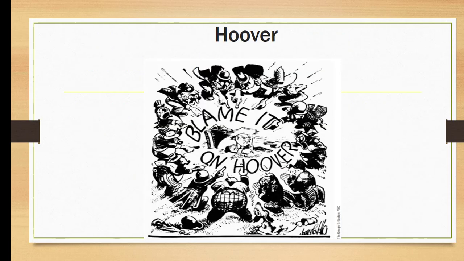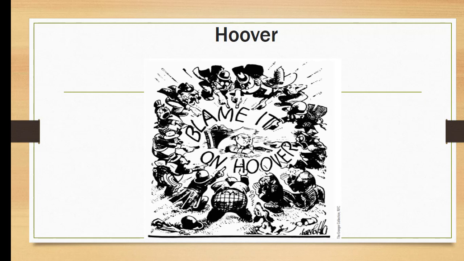Here's our political cartoon from the era. Blame it on Hoover. So Hoover is in this position where he's getting it from all sides. He's not doing enough from those on the left, of course, and he's doing too much by those on the right. And when the Hawley-Smoot tariff blows up in Hoover's face as much as it did, he becomes gun-shy. Basically, I told you so.